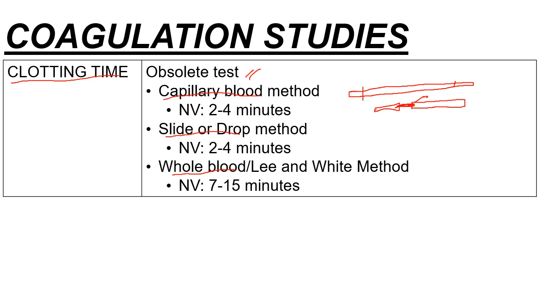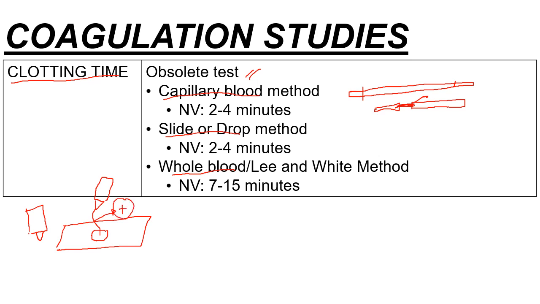Next naman yung slide or drop method. Diba doon sa slide, you will drop 2 drops or 3 drops of blood, and then i-check mo for clot formation using a lancet or yung ating feather lancet. Okay? Lalaruin mo 'yan, no? Kapag may string formation na doon sa ating lancet, ibig sabihin, positive na 'yan for clot.